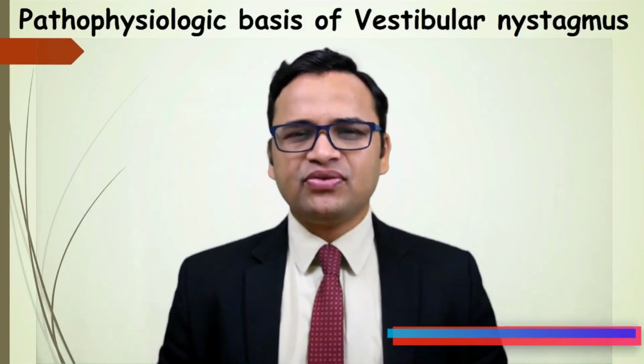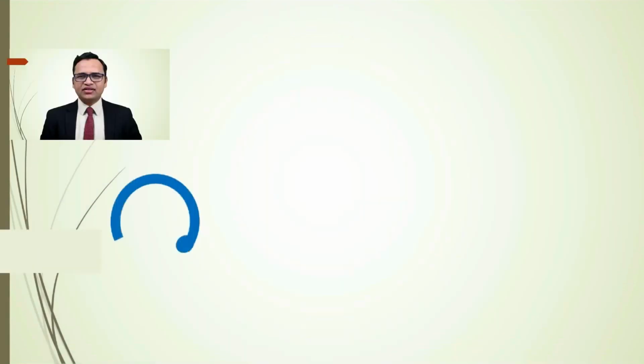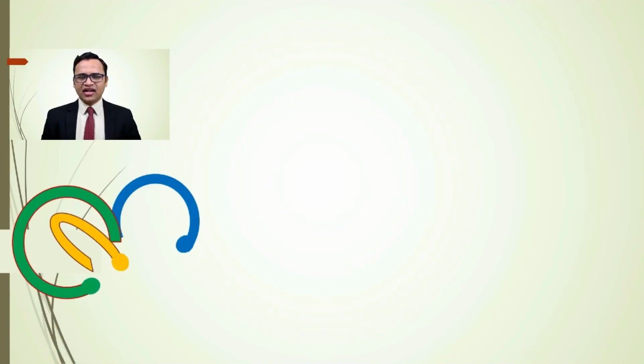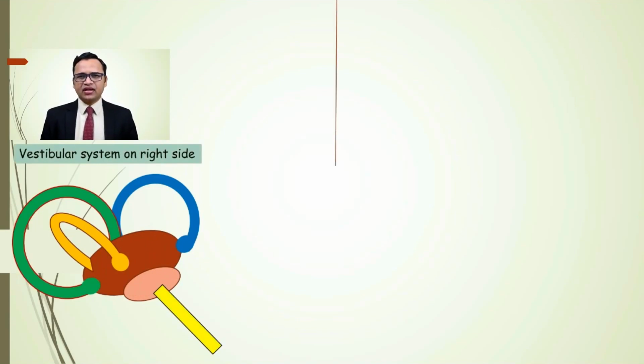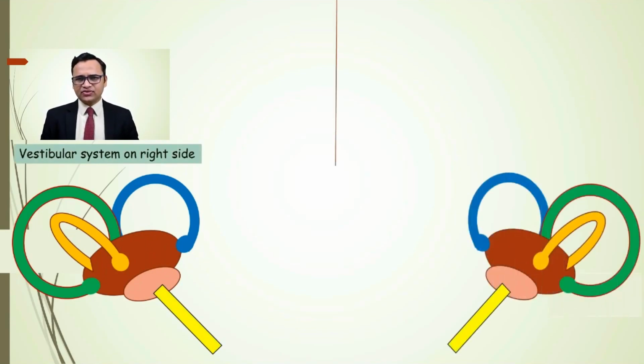Hello everyone. Today I am going to talk on pathophysiologic basis of vestibular nystagmus. Suppose this is anterior canal, posterior canal and horizontal canal. Suppose this is utricle, saccule and vestibular nerve. So essentially this is vestibular system on the right side. And suppose this is vestibular system on the left side.